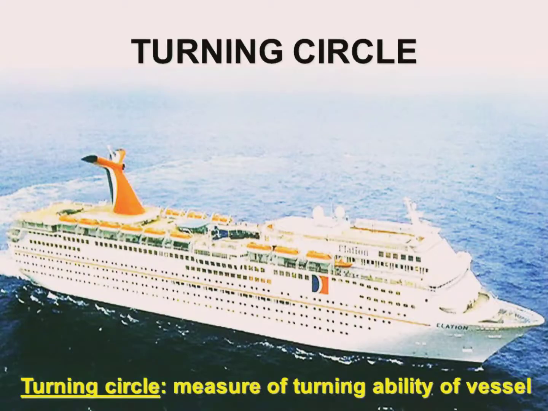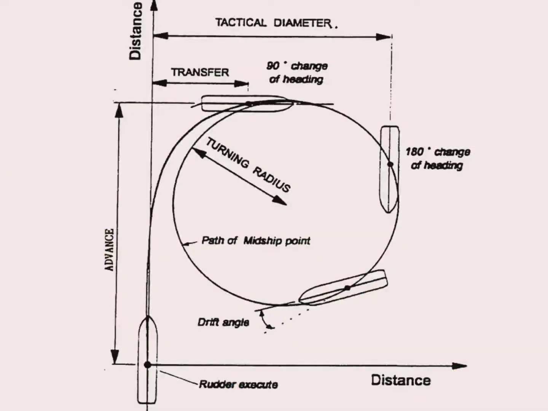Let's get started. So turning circle is the measure of the turning ability of the vessel. The turning circle of a ship is tested during the sea trial. Here is an example of what a turning circle looks like and what the various terms are that are used. So you can see on the bottom left corner is the point where the ship was going steady and then the rudder was given towards the starboard side. And it takes a little bit of time before the ship starts to turn.